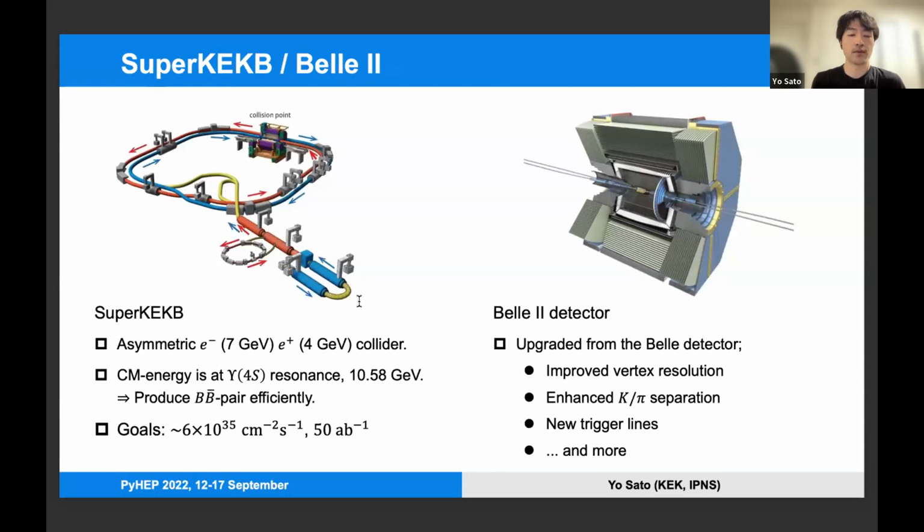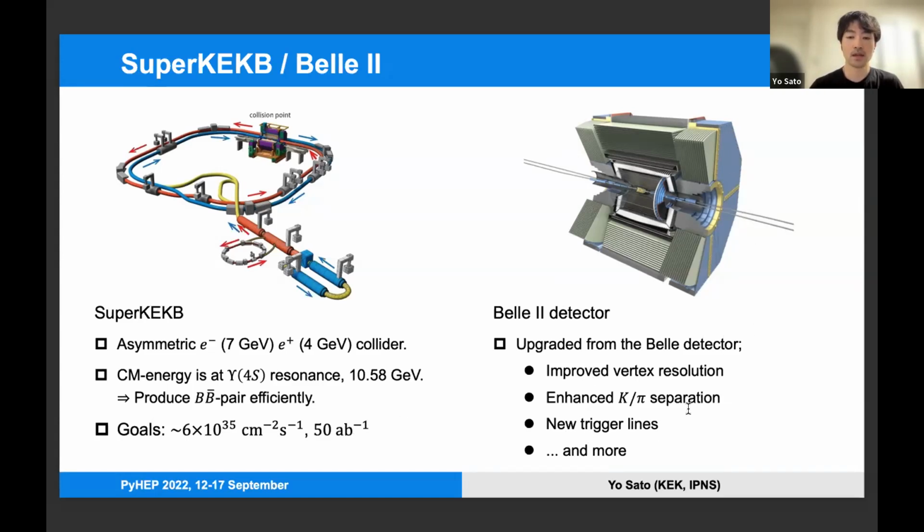So yes, this is a brief explanation of SuperKEKB and Belle II. The SuperKEKB accelerator is the asymmetric electron and positron collider. And most of the data is taken at the center of mass energy at the Upsilon 4S resonance. Then the BB pairs are produced efficiently. The goal of the luminosity is 3 times 10 to the 35, and the integrated luminosity is 50 inverse attobarn. That is 50 times higher than the Belle experiment.